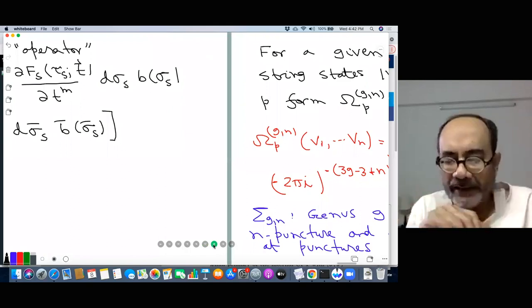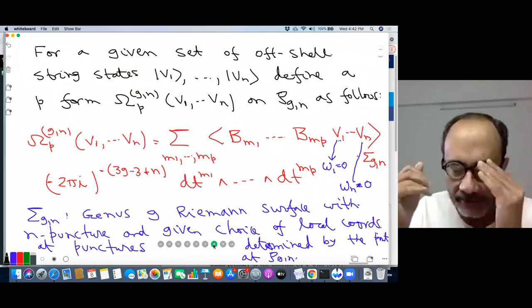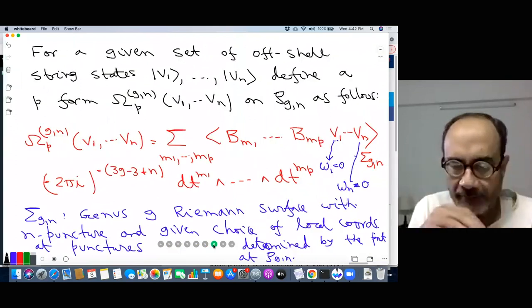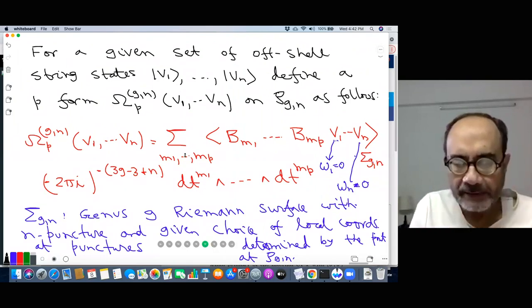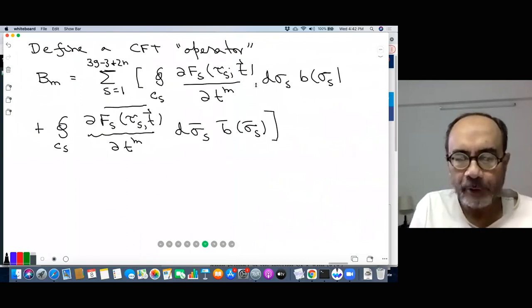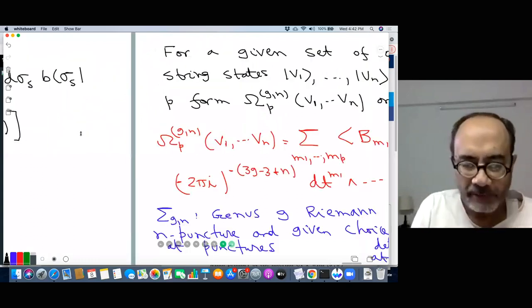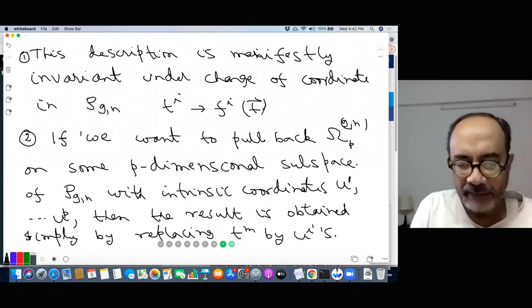This again, you can convince yourself easily by using the structure that the actual combination that appears is this derivative with respect to t^m times dt^m. So by chain rule, you can easily convert this into derivative with respect to u times du, if you are on a p-dimensional subspace. So we'll eventually be computing these pullbacks. That's what will be necessary, and for that, this information is useful.